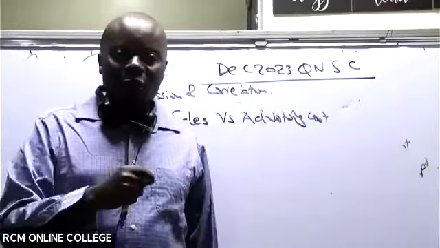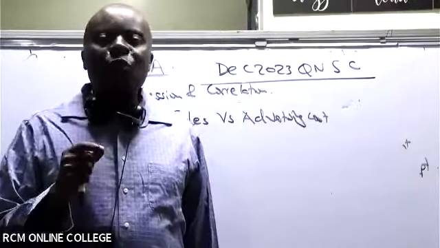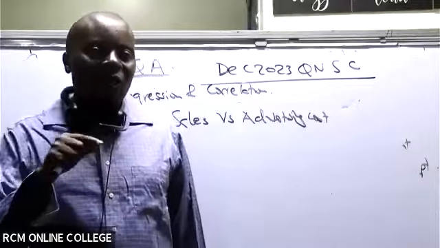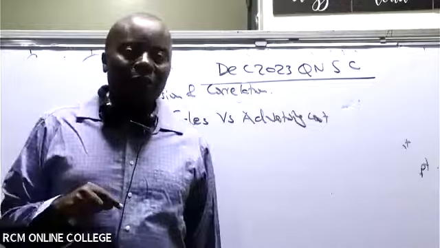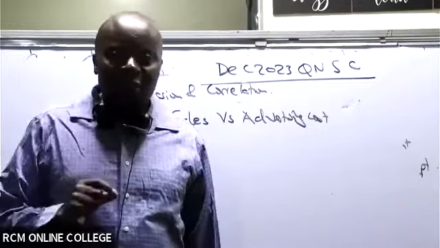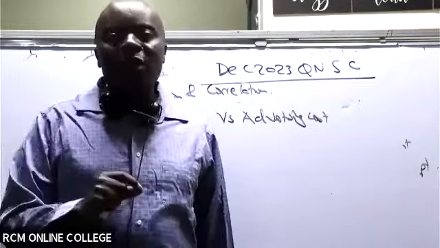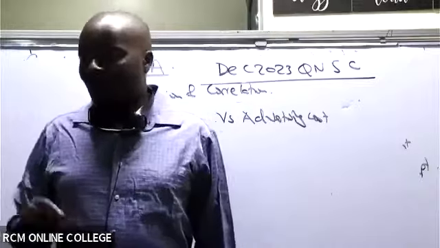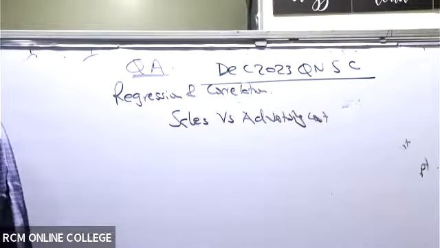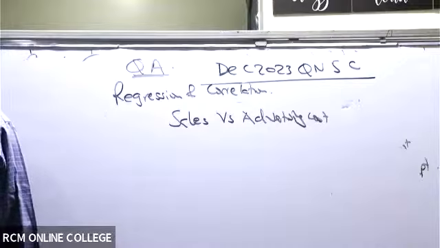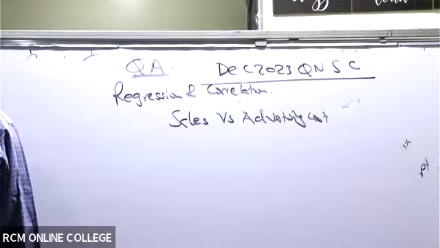Here you will have to really look at the responding variable, the one that responds to the other. So let me put this question to you. Is it true that advertising cost depends on sales? Or is it the other way around? Which one do you think depends on the other? Which one do you think responds to the other?